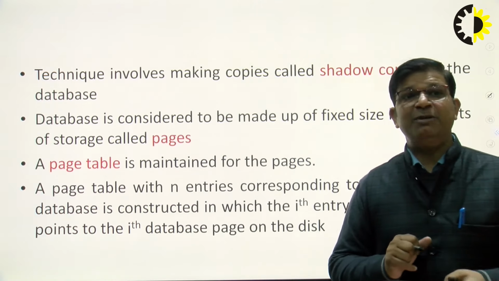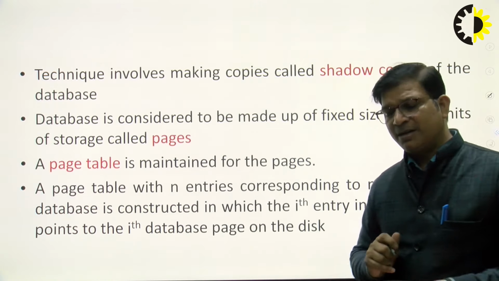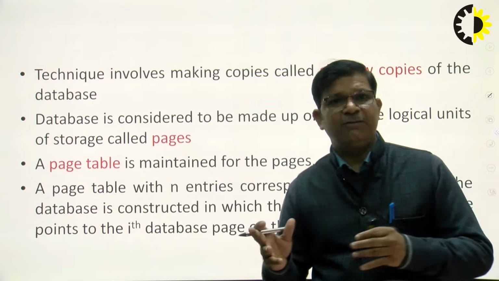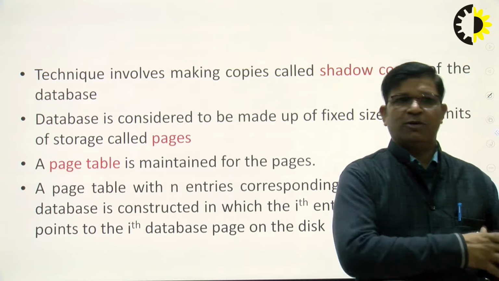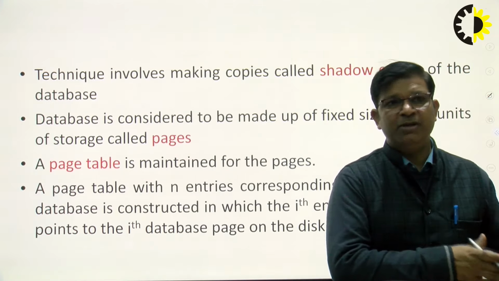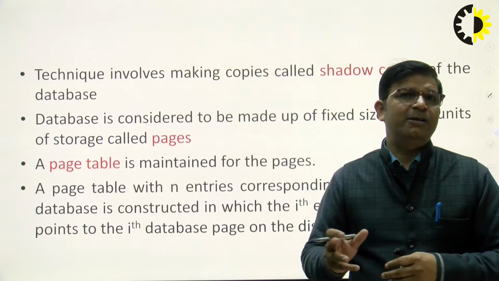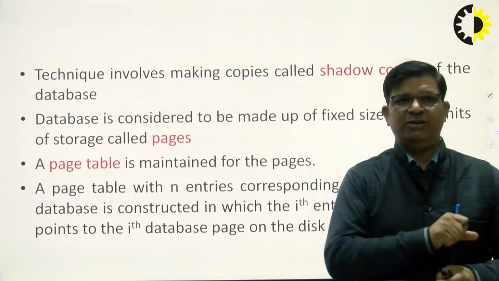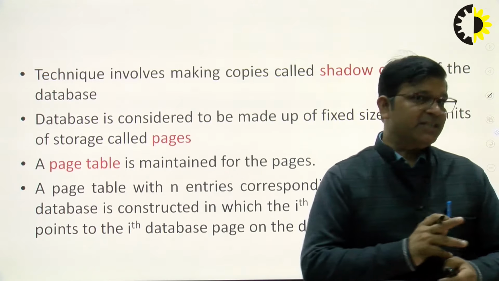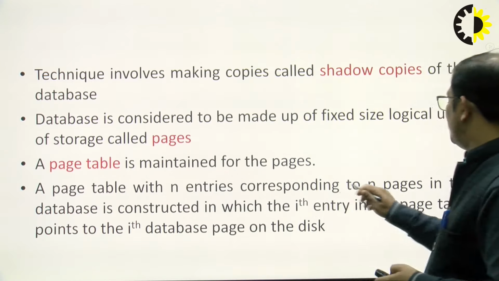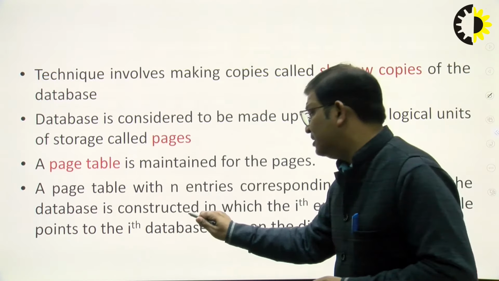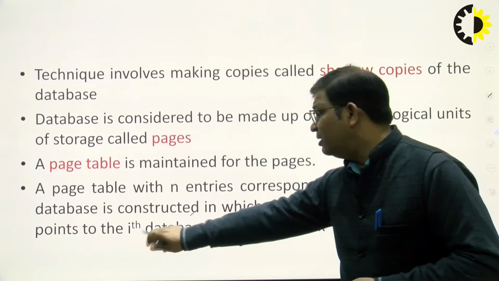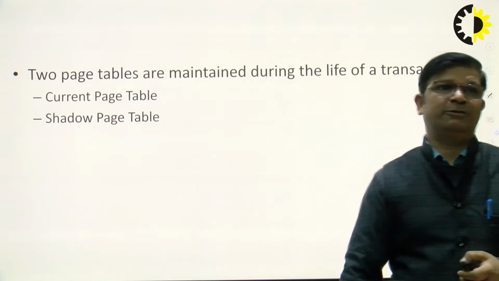Okay, so the database is considered to be made up of fixed-size units of storage space called pages, and a page table is maintained for the pages. Like you have already studied in virtual memory or cache memory, there is a mapping between the RAM, hard disk, virtual memory or cache memory. So the page table is created to show that this particular database page is mapped to this location. A page table with n entries corresponding to the n pages in the database is constructed, in which the ith entry in the page table points to the ith database page on the disk.